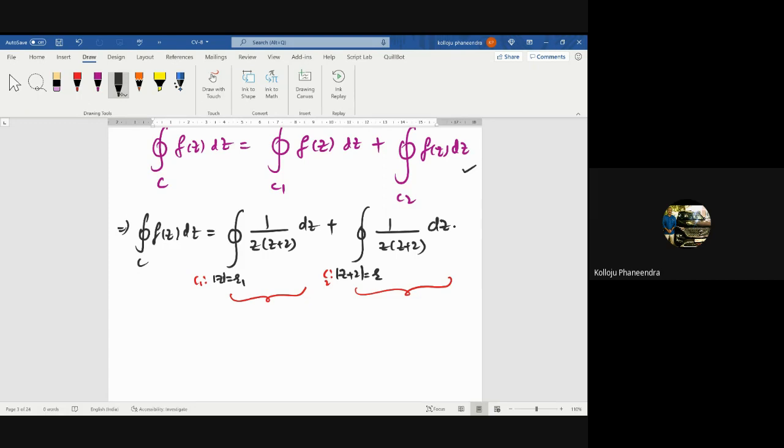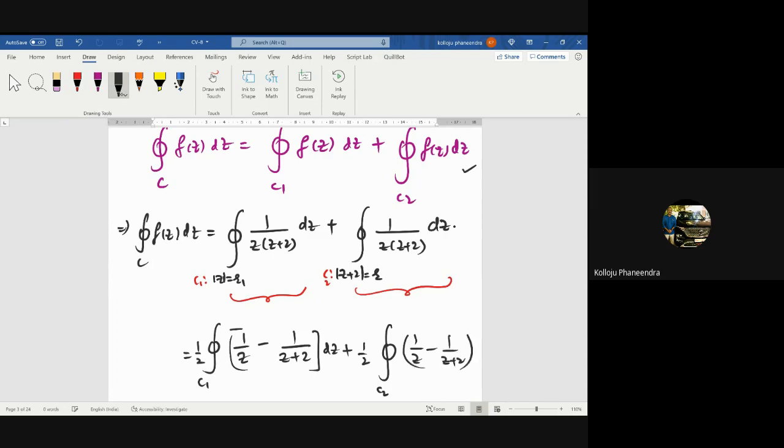I have to apply again Cauchy's extension theorem only, not Cauchy's integral formula. So what I have to do is partial fractions. Let us take partial fractions. What are the partial fractions for this? If I take 1 by z here and 1 by z plus 2 here, z plus 2 minus z gets cancelled, 2 will be there, so 1 by 2 outside. This is the first one. Plus, same logic, the second one, integral over C2, 1 by z minus 1 by z plus 2 dz.